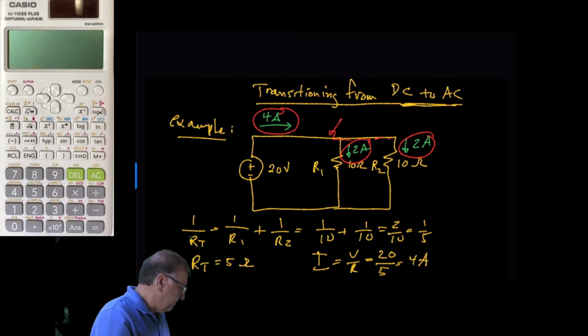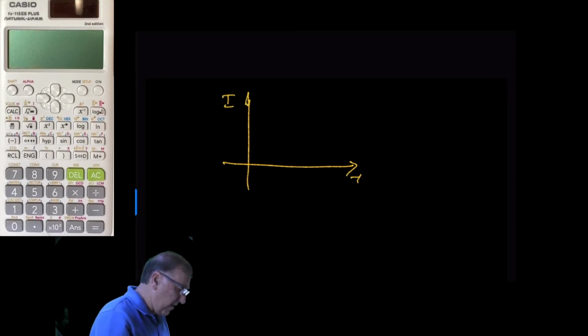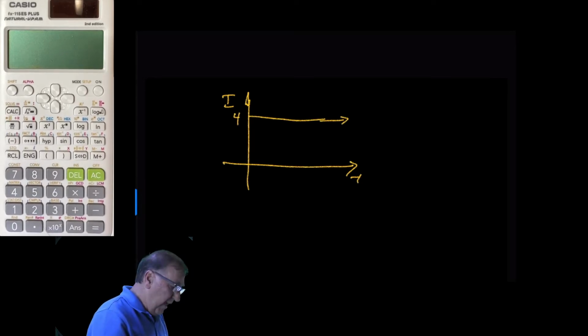If we look at the current of this DC circuit in the time domain, where we have time and current, we're just going to look at current. We're not going to look at voltage at this point. We know the voltage is the same across the resistor. So current would just be this. At time 0, you turn the switch on, and it's going to be 4 amps forever and ever. Now the next step is to replace the DC source with an AC source.